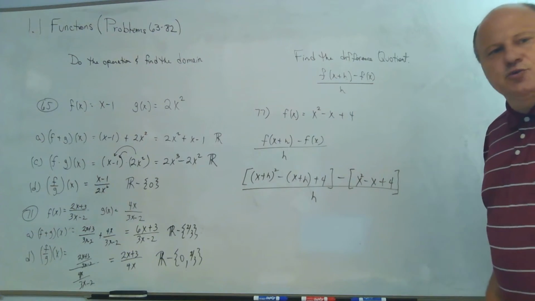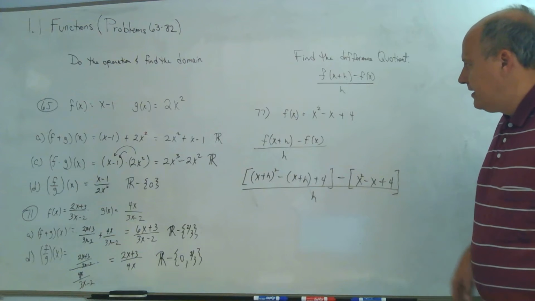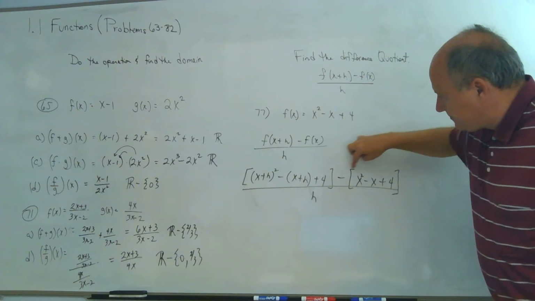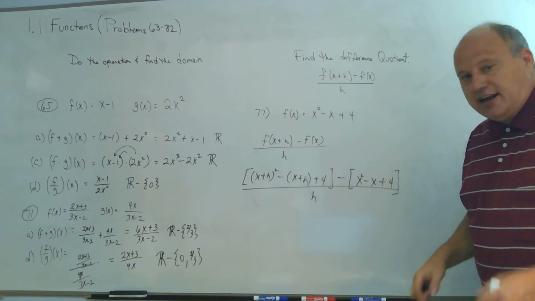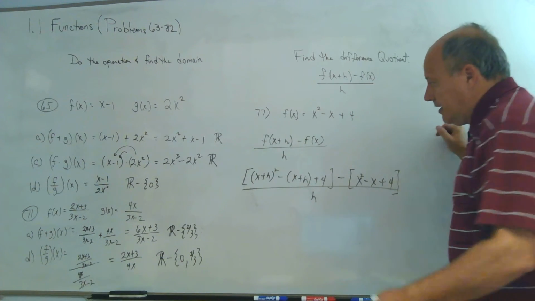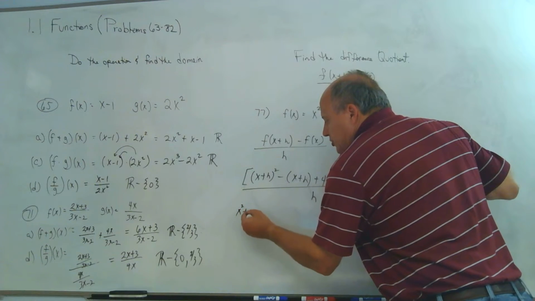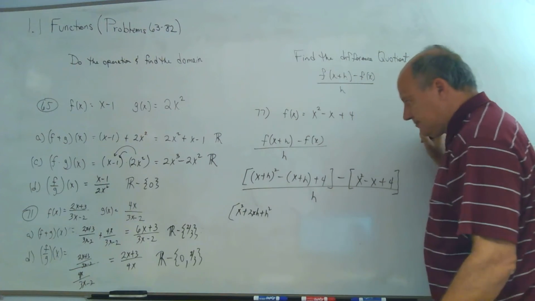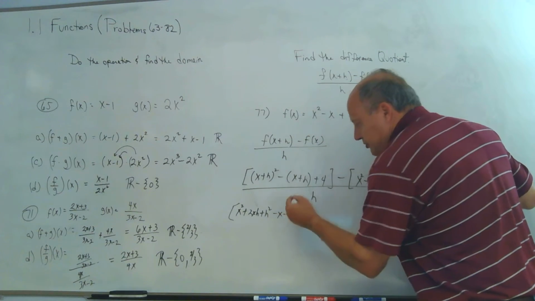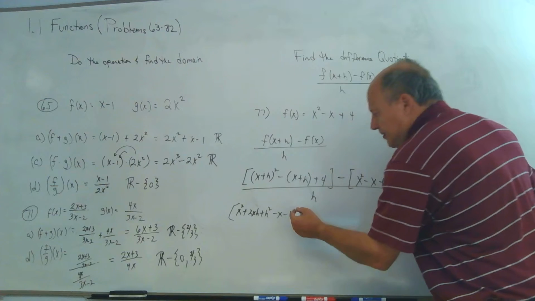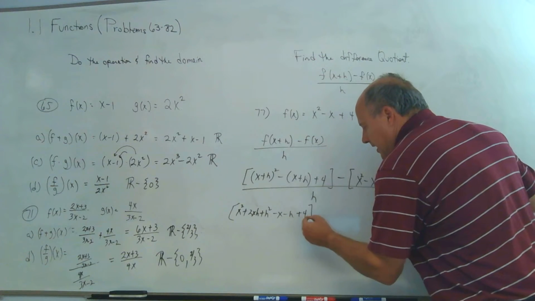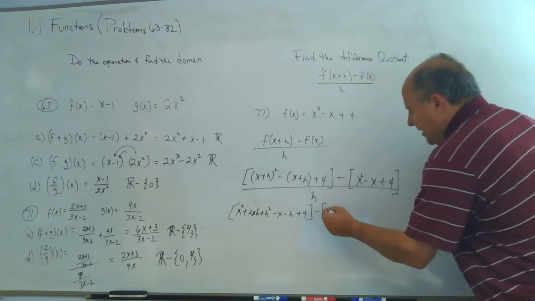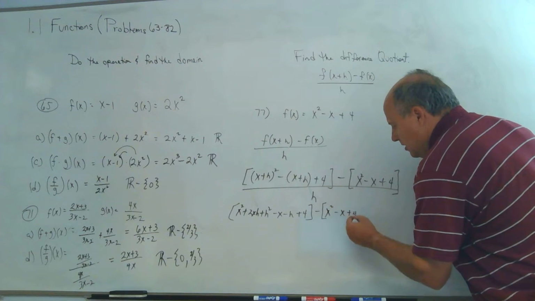So as you can tell, the difference quotient is kind of tricky here. So I'm plugging in, this whole thing right here is f of x plus h. This is f of x. This is all over h. So there's a lot of algebra involved here. So it's going to be x squared plus 2xh plus h squared when you FOIL that out. And then minus the x minus the h when you distribute the negative. And then plus 4. And then minus, okay, now this is going to be x squared minus x plus 4.